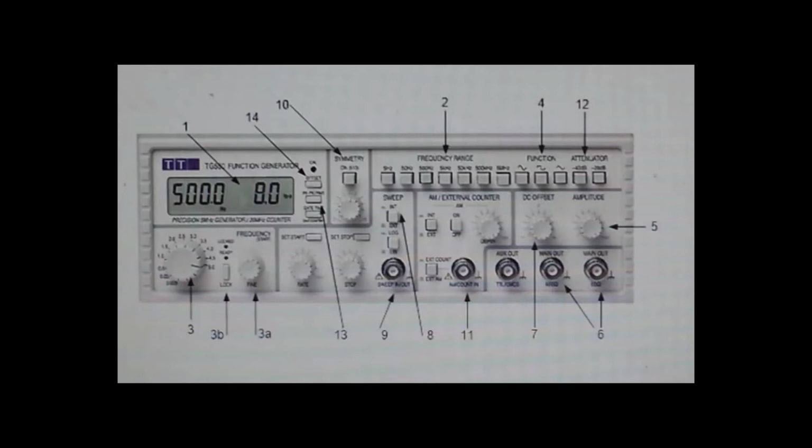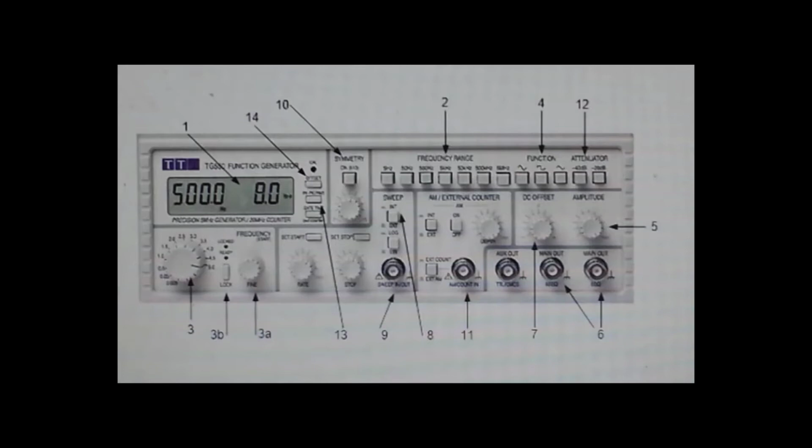The knob determines the frequency of the function generator output. For example, if the frequency knob is set to 5, and by pressing the 500 Hertz button at the frequency range, the output function generator will display 500 Hertz shown in the LCD display.